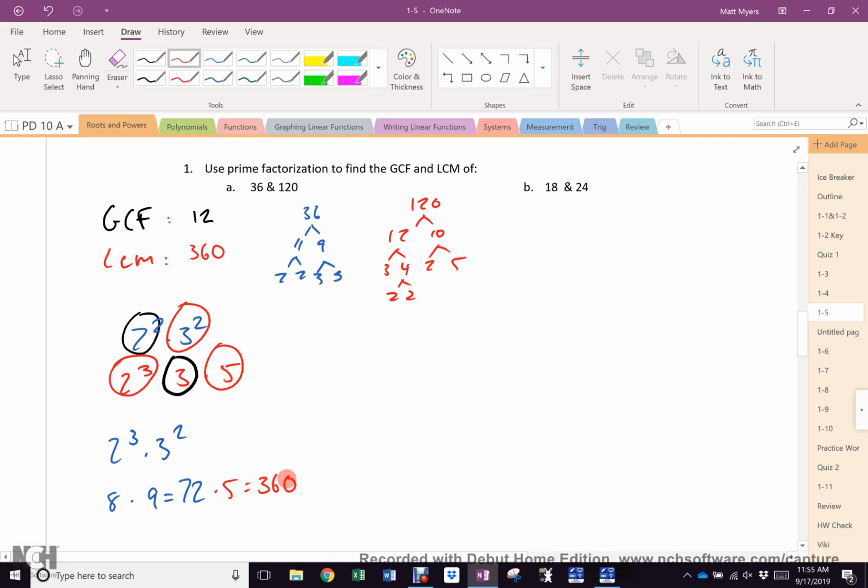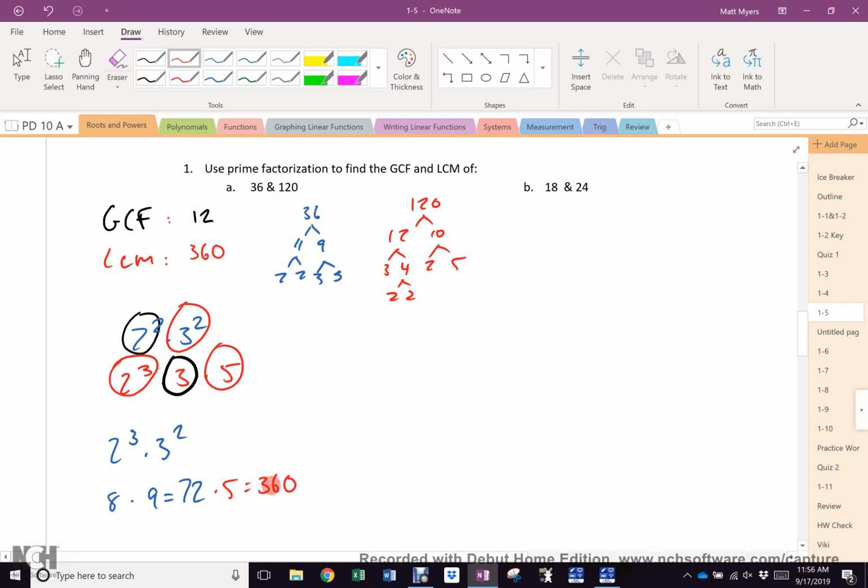Okay? Now, of course, you can check in your head. 360 times 10, or 36 times 10 is 360. 120 times 3 is 360. 3 is that's only the third multiple of 120, yes? So that's probably going to be the lowest common multiple.